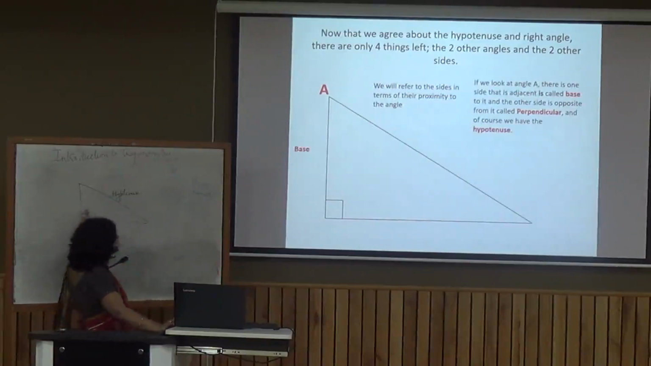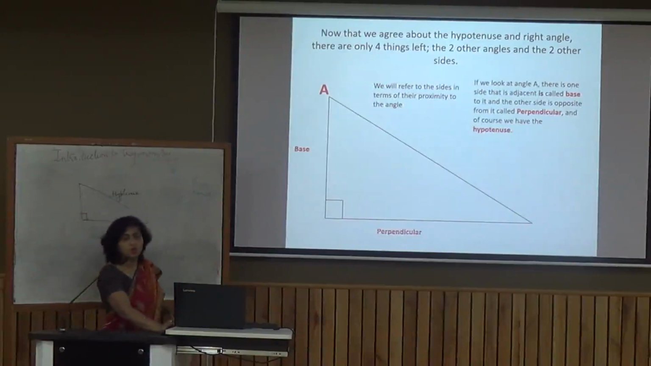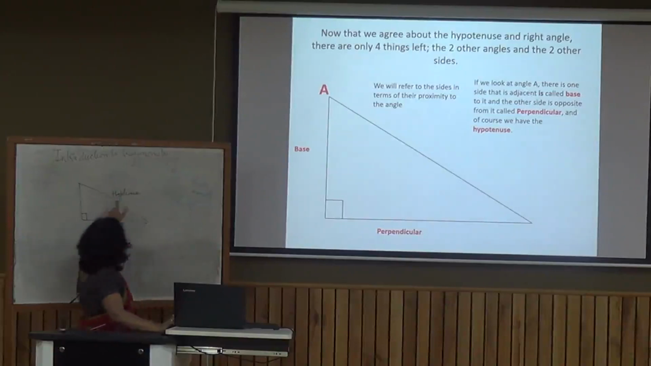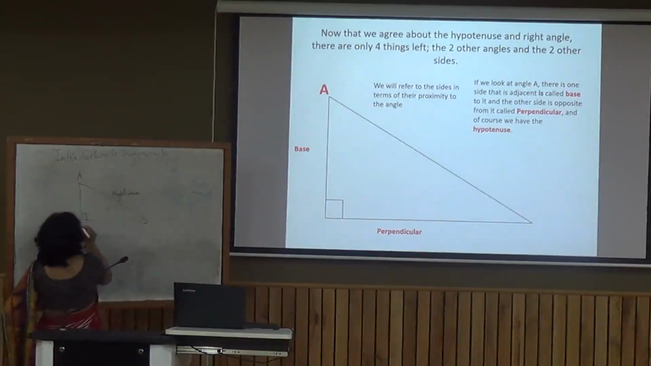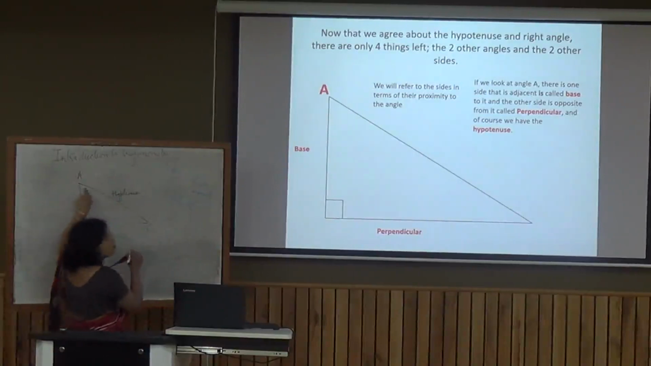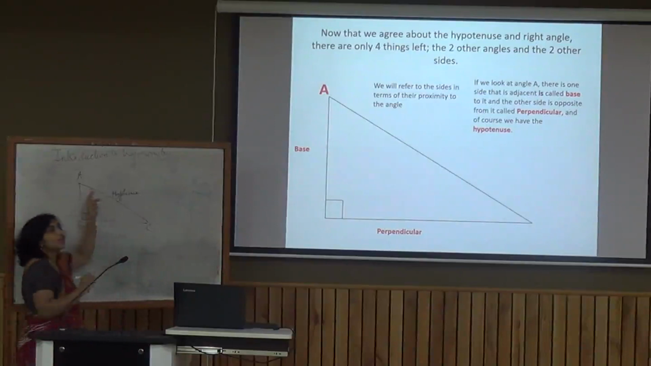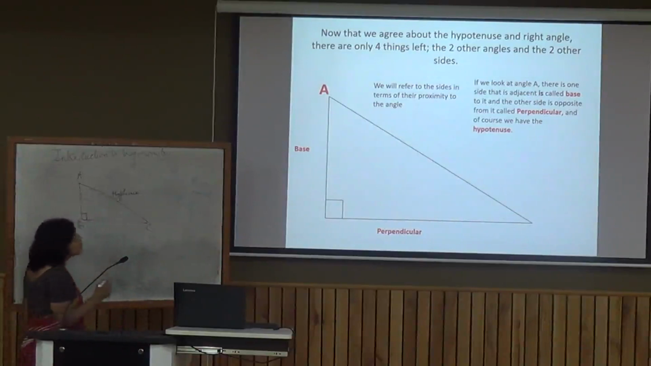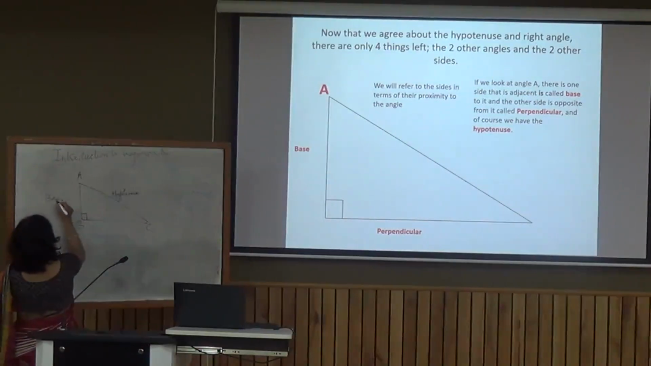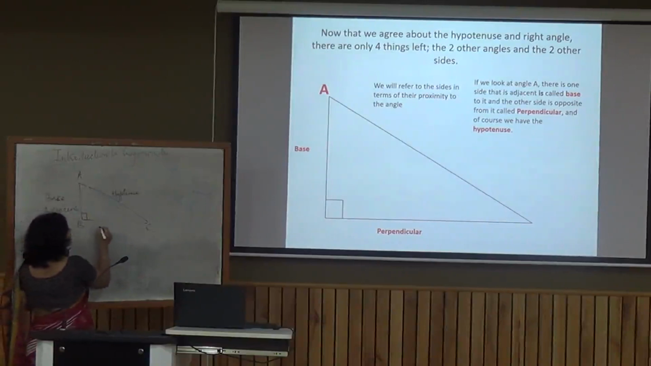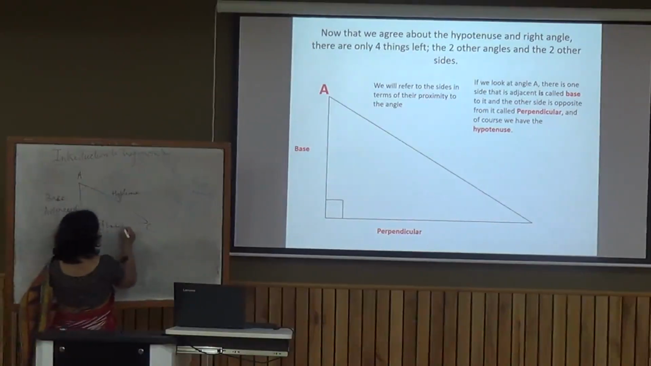Now naming these two sides depends on what angle we consider. So if we consider angle A, then the side adjacent to this angle A, which is AB, is called either base or adjacent. And the side opposite to angle A is called opposite or perpendicular.